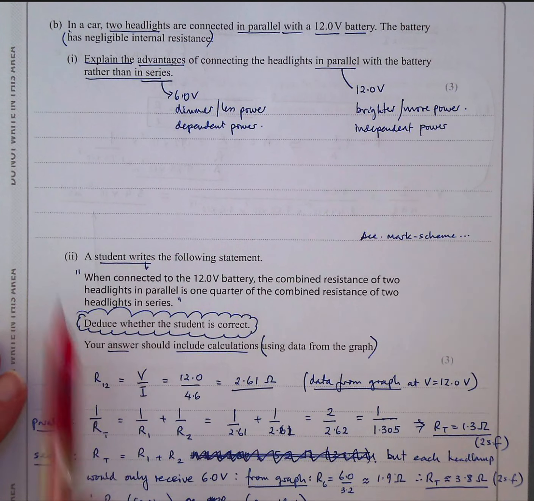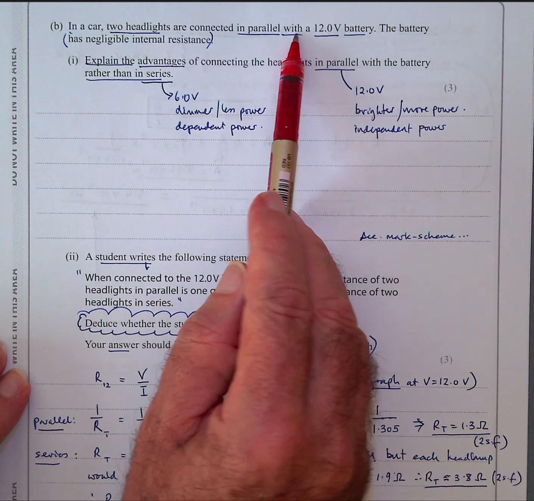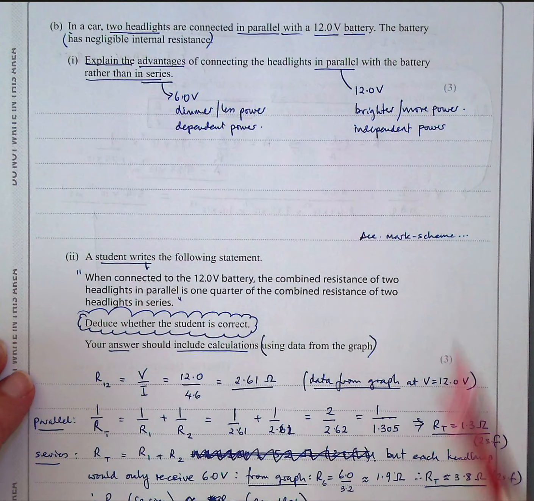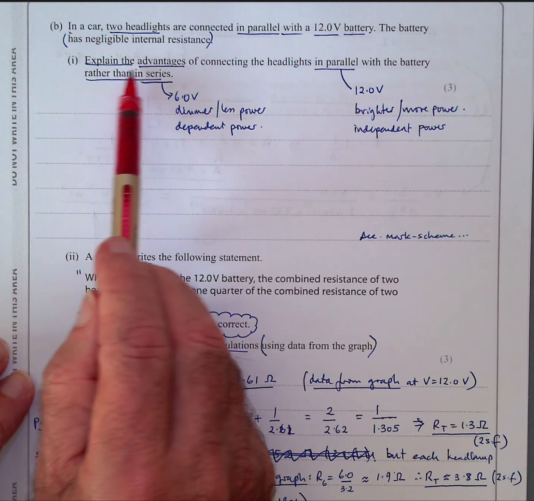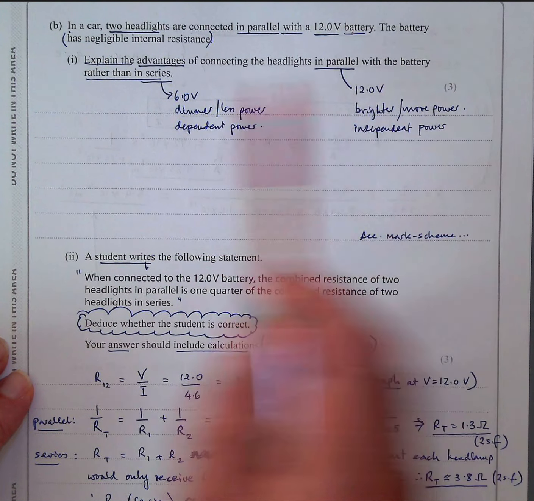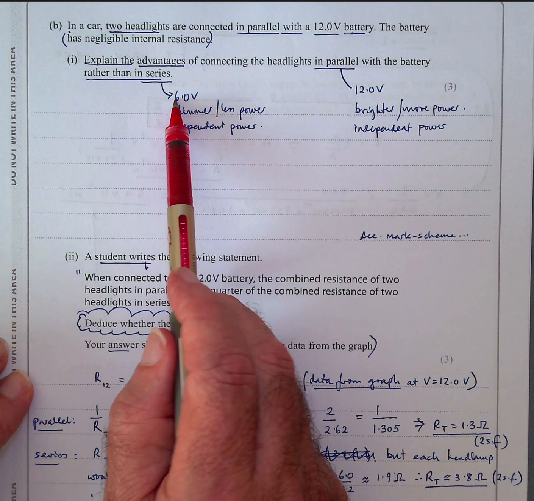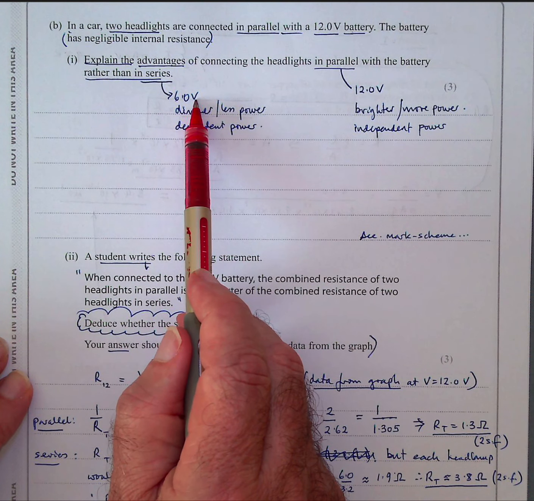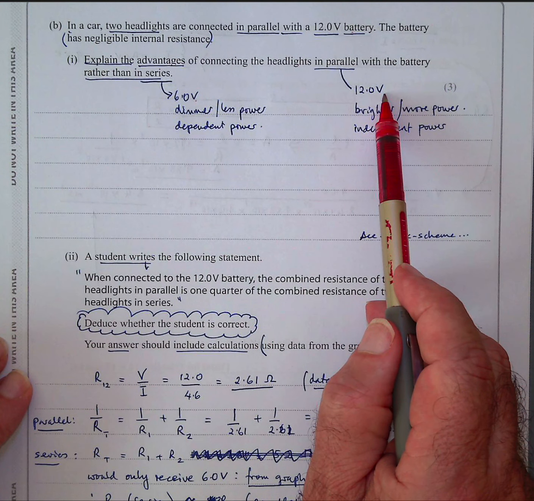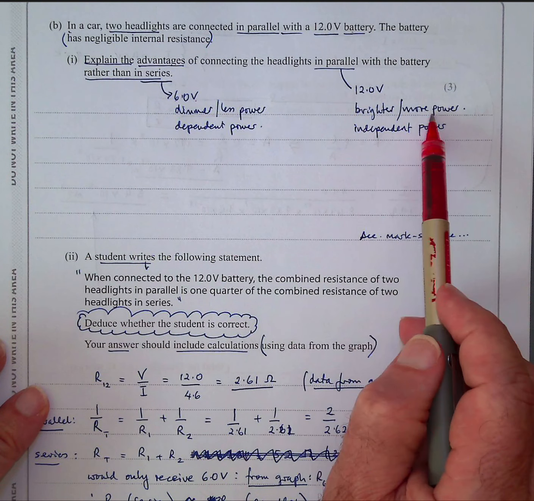Then it says, in a car, 2 headlights are connected in parallel with a 12-volt battery. The battery has negligible internal resistance. In other words, they don't want to worry about internal resistance. Explain the advantages of connecting the headlights in parallel with the battery rather than in series. Well, of course, in series, you only get 6 volts for each one because they share the voltage. So 12 volts is an advantage. You'll get brighter, more power.